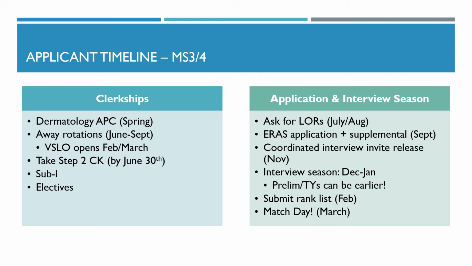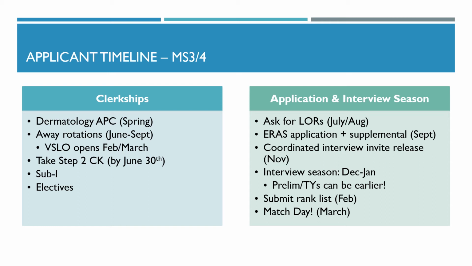And then you'll want to take step 2. I think the UW usually has a deadline of June 30th for that. So really anytime in the spring or even early summer before that deadline, if you can set aside a few months of free time to dedicate to study for that, that's great. And then you'll take your sub-I as well as your elective sometime during third or fourth year, whenever is best for your schedule.